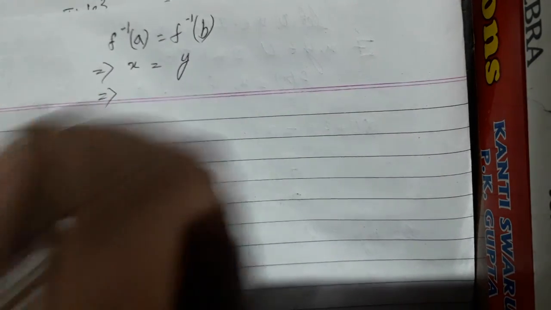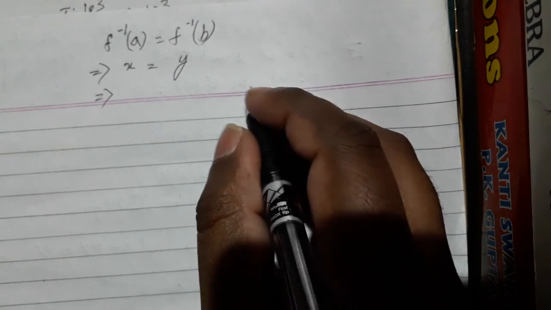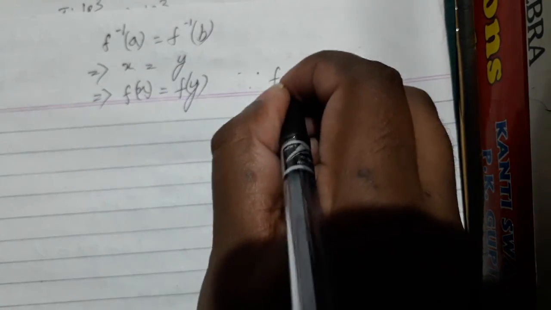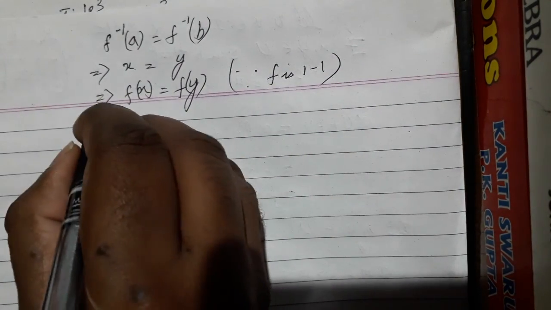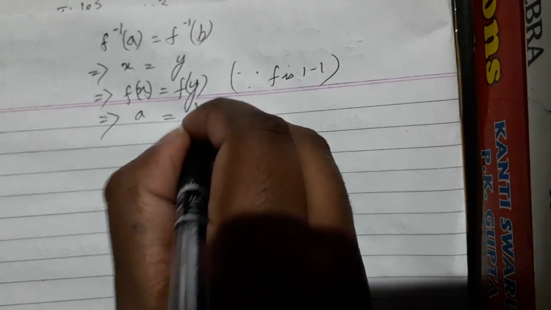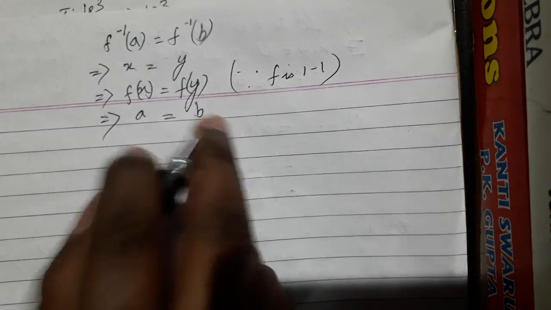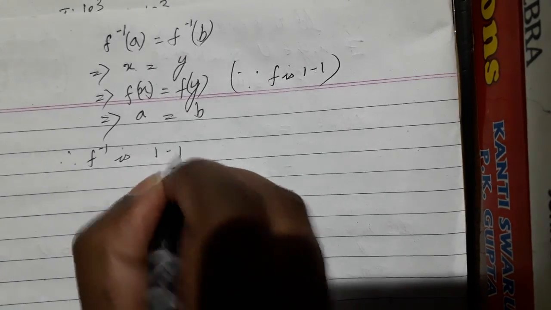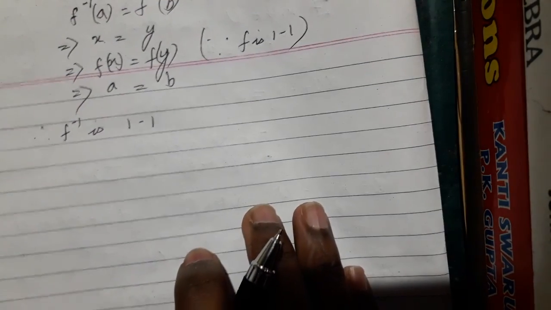Now f is already 1 1. Since f is 1 1, we can write x equal to y is the same as f of x equal to f of y. Now what is f of x? f of x is a and f of y is b. So we got a equal to b. So this shows that f inverse is 1 1.